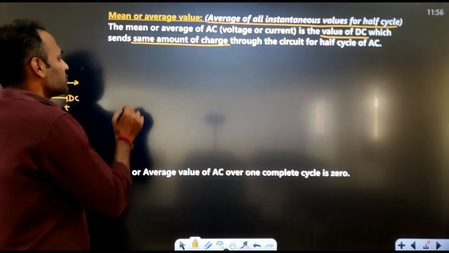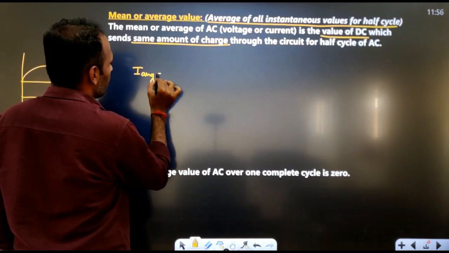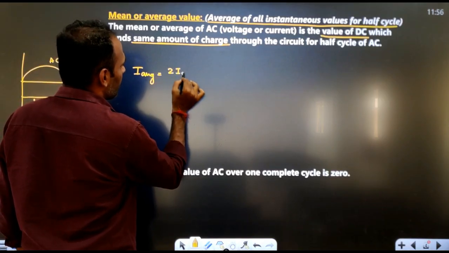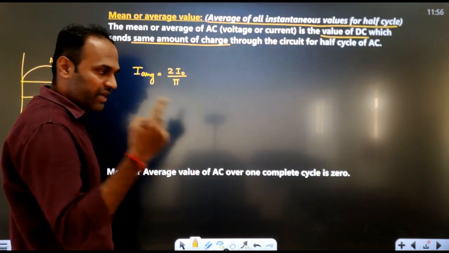Next note, average value of AC is given by I average is equal to 2 I naught by pi, 2 I naught by pi, where I naught is the peak value, again, the maximum value.